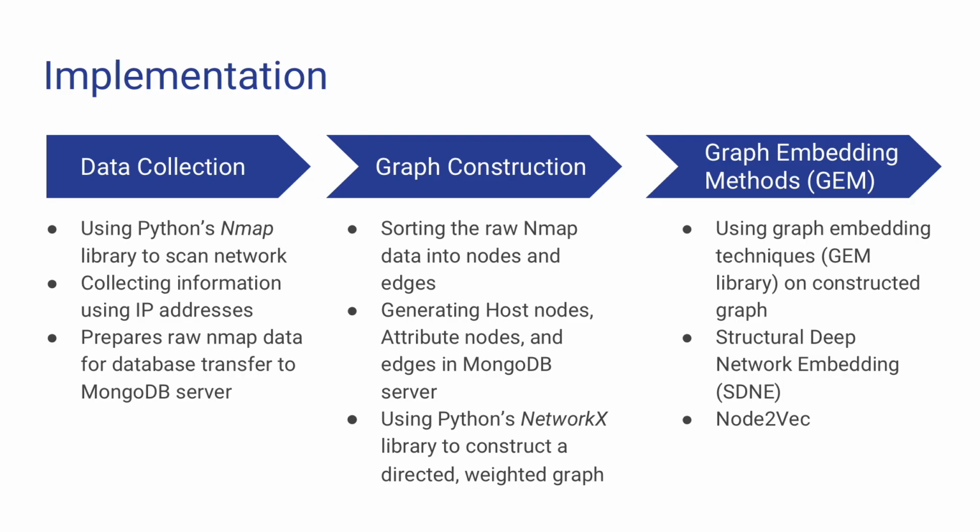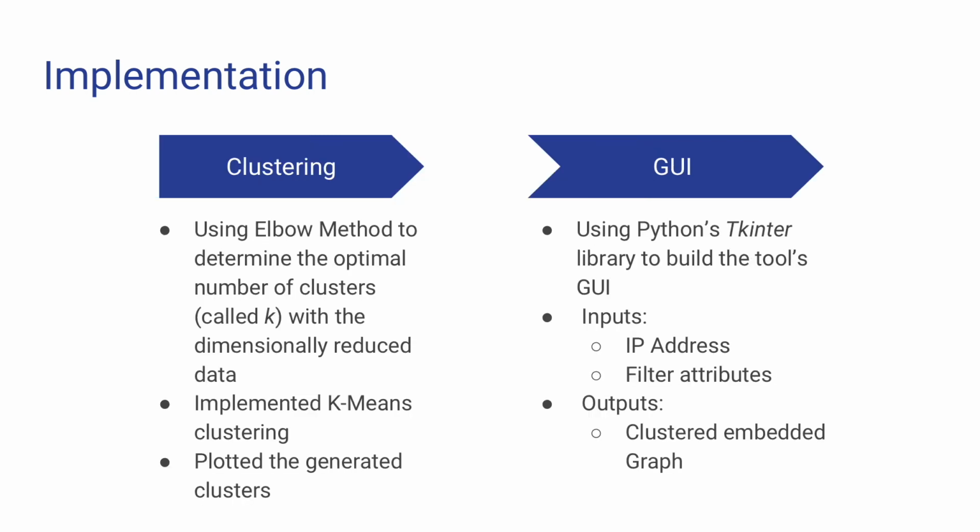We begin by scanning the client's network and retrieving data on every host scanned, before preparing this raw data for database transfer to a secure MongoDB server. From there, the program uses an intricate sorting method to sort this raw data into nodes and edges in the server and construct a directed, weighted graph. This newly embedded graph is then clustered using k-means clustering and visually plotted. We use the elbow method to determine the optimal number of clusters. Finally, the GUI for this tool is built using Python's Tkinter library for a user-friendly experience.